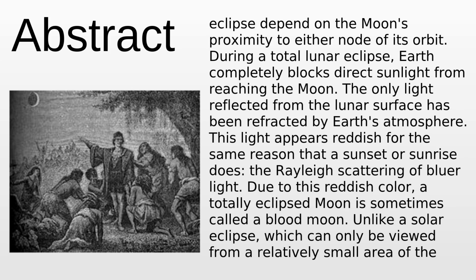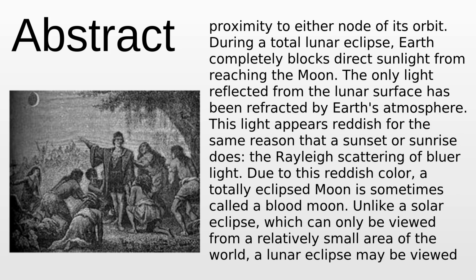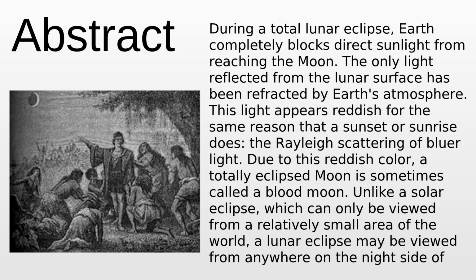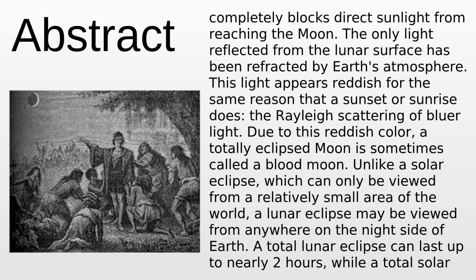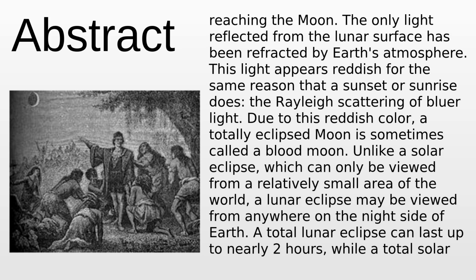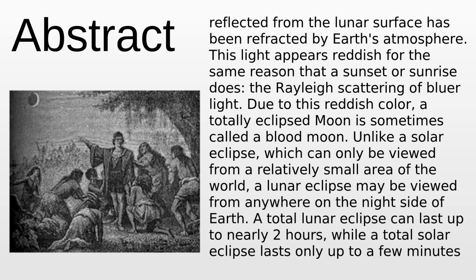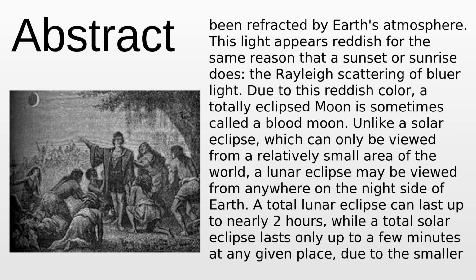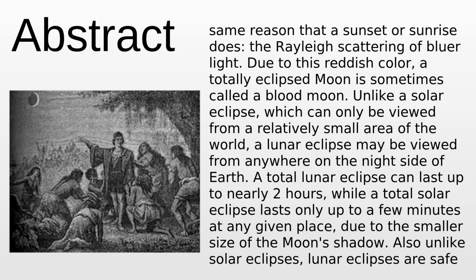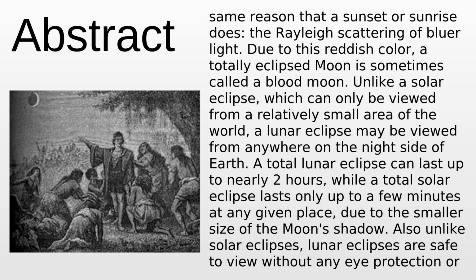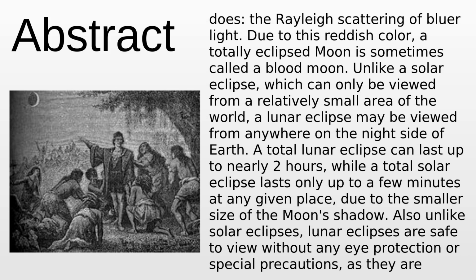During a total lunar eclipse, Earth completely blocks direct sunlight from reaching the Moon. The only light reflected from the lunar surface has been refracted by Earth's atmosphere. This light appears reddish for the same reason that a sunset or sunrise does: the Rayleigh scattering of blue light. Due to this reddish color, a totally eclipsed Moon is sometimes called a blood moon.